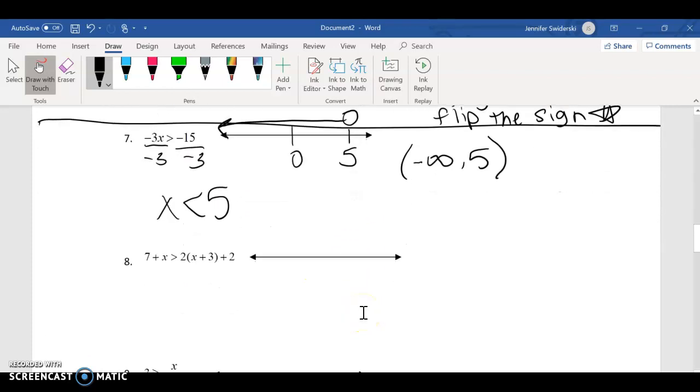Let's go ahead and try 8. Distribute 2x plus 6 plus 2. All right, I'm going to bring everything down.